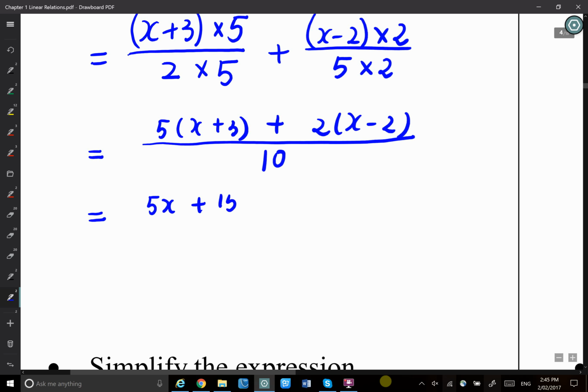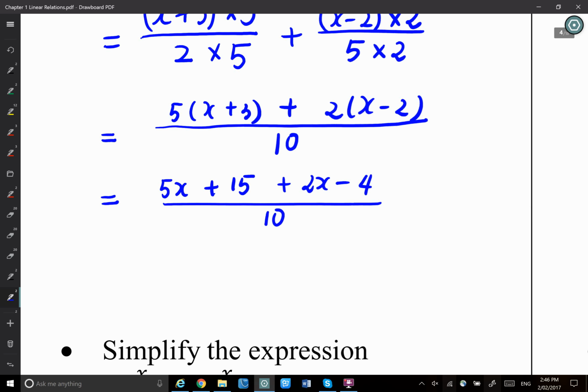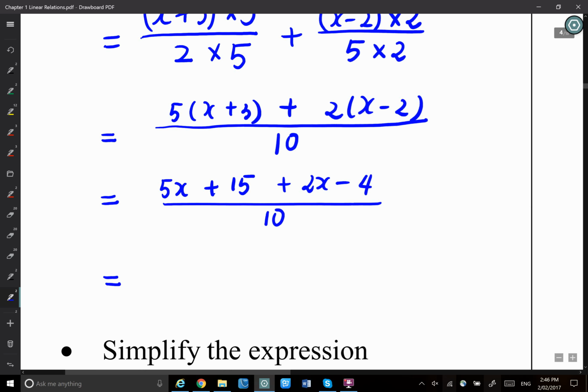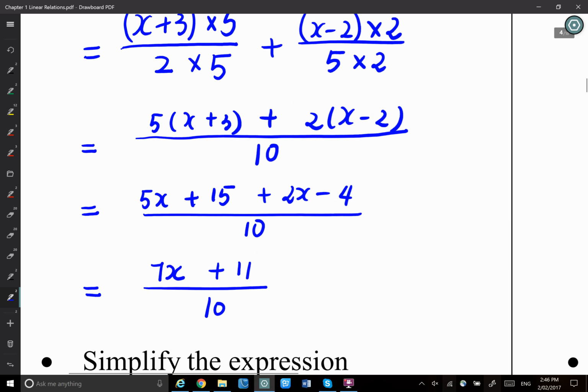Now I will open the bracket. So 5x plus 15 plus 2x minus 4 over 10. So constant and constant can add or subtract. Like terms and like terms can add or subtract. So we have 5x and 2x, I have 7x. 15 and minus 4 will become 11. So it's 7x plus 11 over 10.